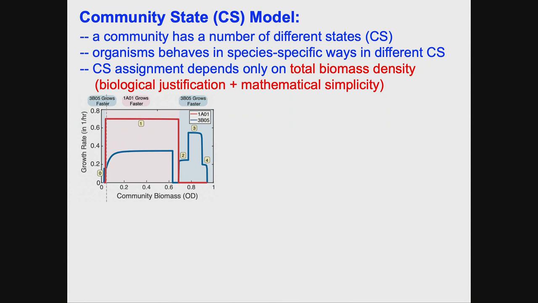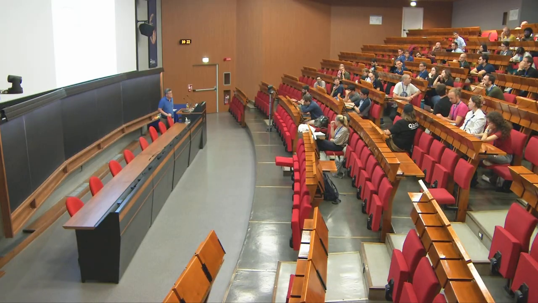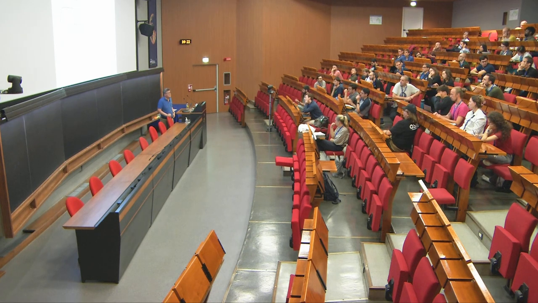When you have community biomass as a relevant parameter, can you then, if I always keep my community biomass at an OD between like 0.2 and 0.6, always get 1A01 to grow faster? Yes.